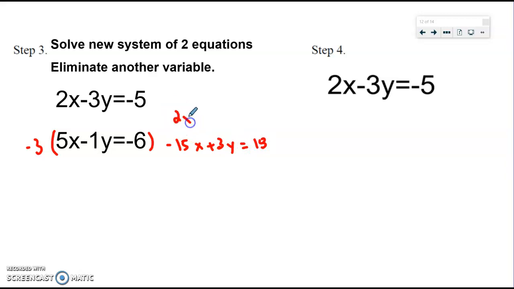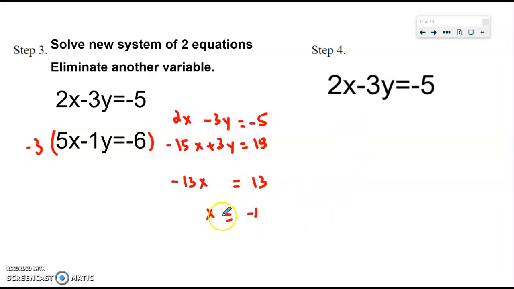And then I have 2x minus 3y equals negative 5. And I can just add these two equations together. So I got negative 13x equals 13. Looks like I get x to be negative 1.